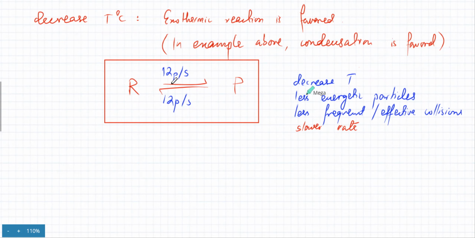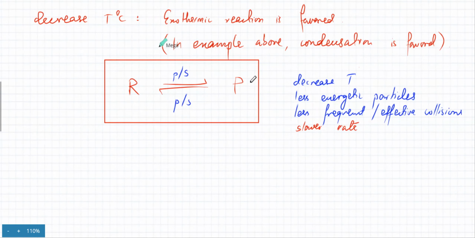So think of this. What would happen if you decrease temperature? So instead of 12 particles changing from reactants to products, the speed would decrease. And it's not just the forward or the backward, both reactions, their speed would decrease. So instead of 12 particles changing from reactants to products, the number of particles might decrease to 6. Both reactions would decrease in speed.